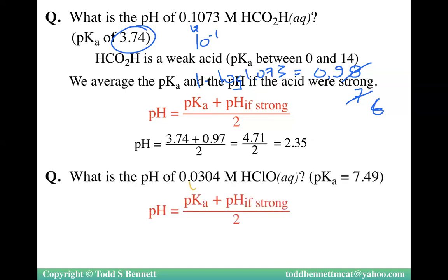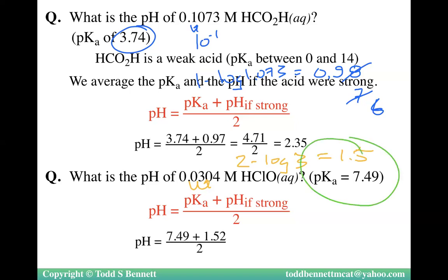This, I move this number over twice. So it's going to be 2 minus log 3. Log 3 is about 0.5, so it's around 1.5. Just going to take an average of these two numbers. 7.5 plus 1.5 is 9, divided by 2 is 4.5. Pretty dang fast. So bring your pK down, figure out what that is.